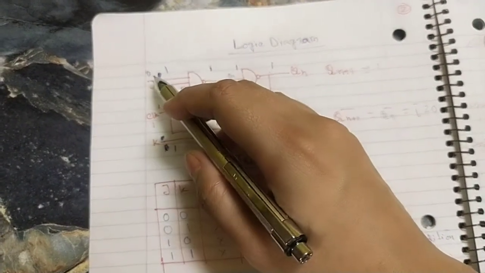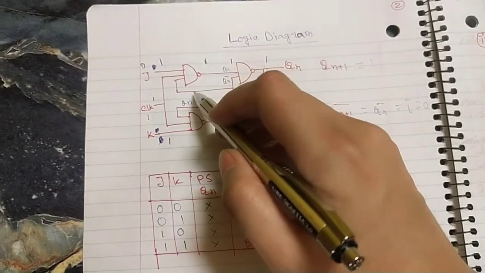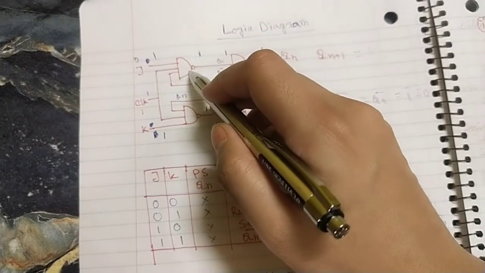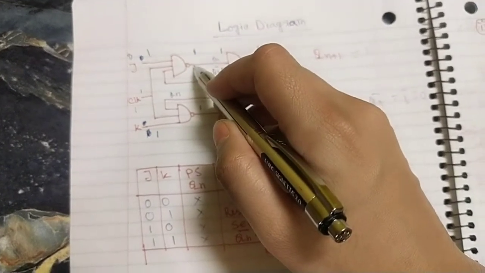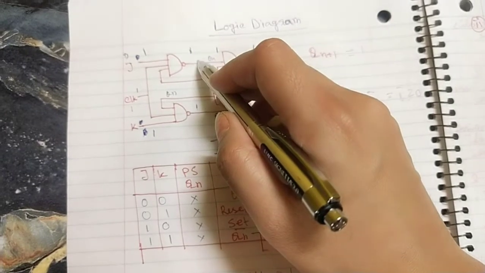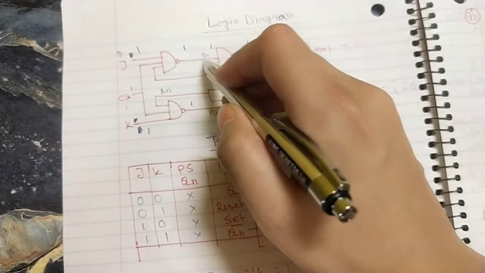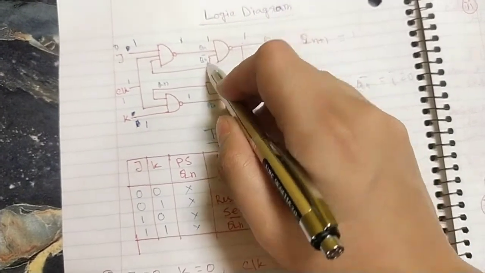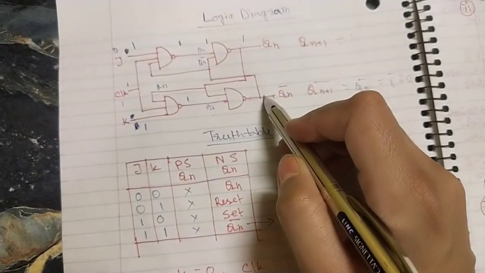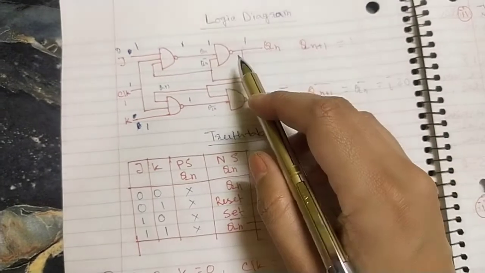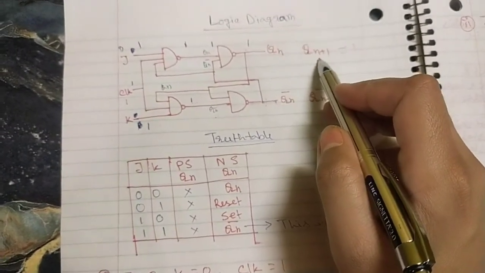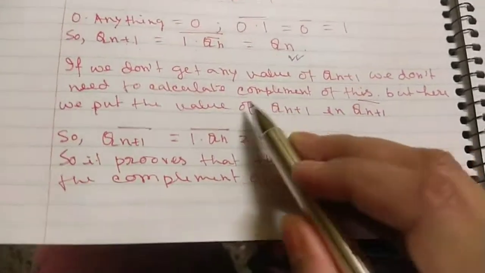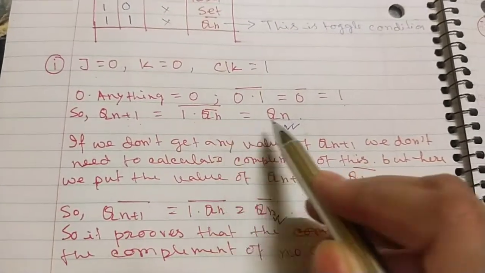If J equals 0, then the multiplication of all of these is 0, and the output of the NAND gate is now 1. Here one input is 1 and the other input is coming from the output of this NAND gate, that is Qn bar. So Qn plus 1 equals 1 dot Qn bar, whole bar, that is Qn.